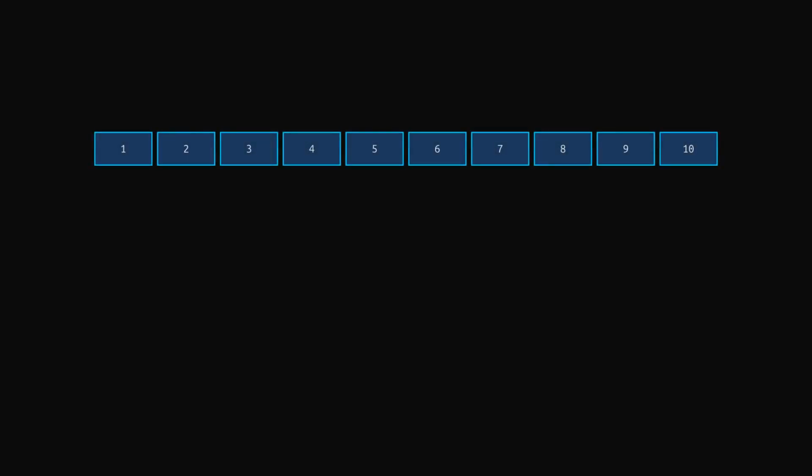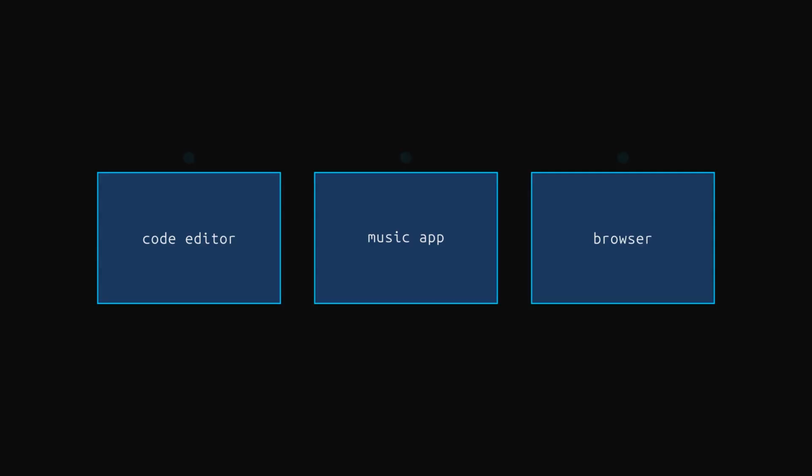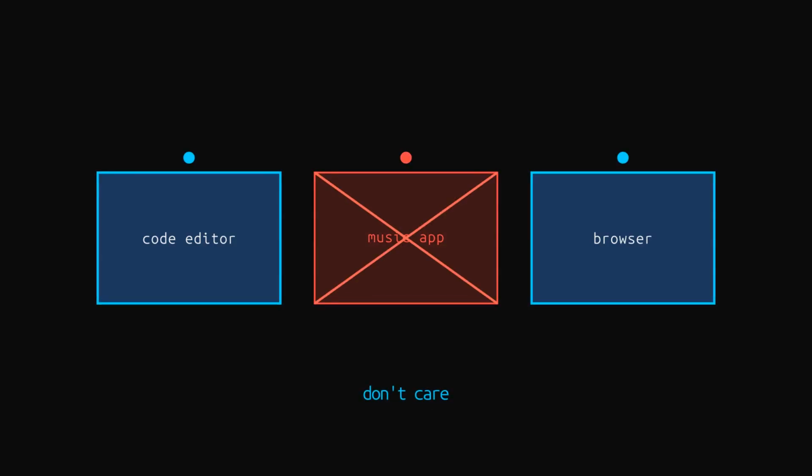Open Chrome right now and load 10 tabs. One tab freezes completely, but the other 9 keep working just fine. You probably never stop to ask why. Now open your code editor, your music app, and your browser at the same time. They all run independently. One crashes, the others don't care.